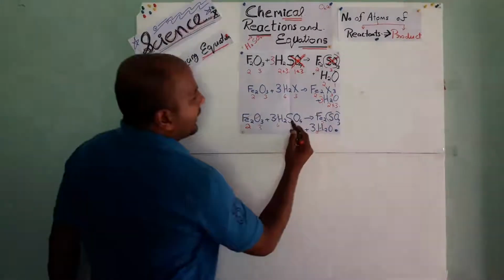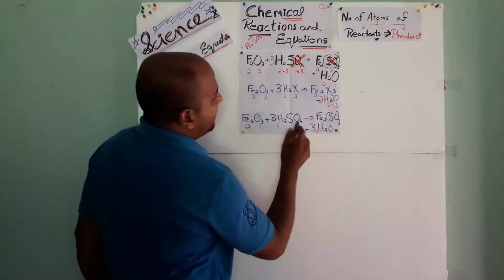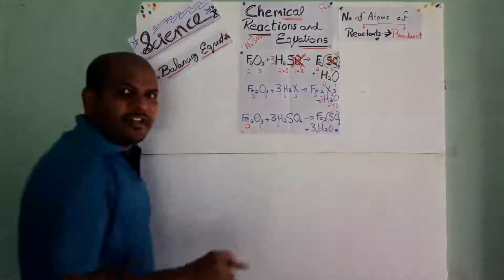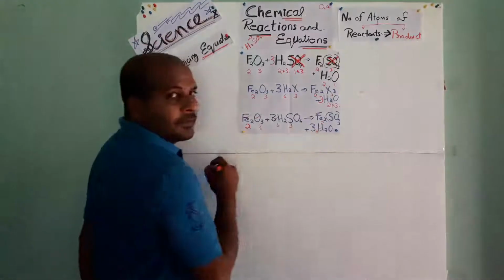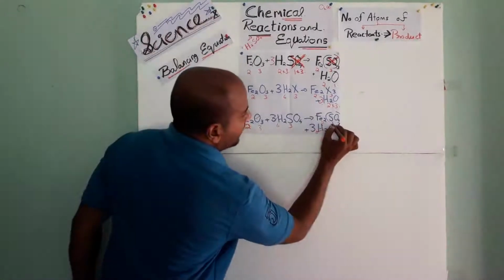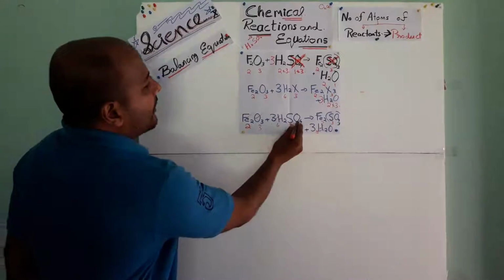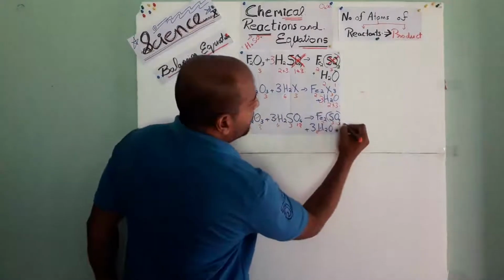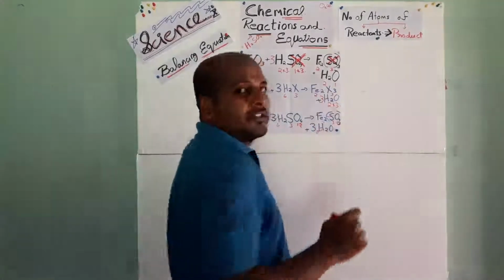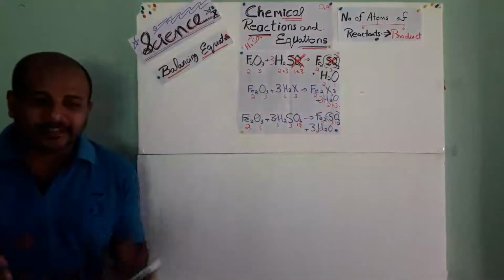Next, SO4. Here 3 times, or just one by one we can see. Sulfur how many? 3. Here sulfur how many? Twice 3. Here oxygen how many? 4 threes are 12. Here how many? 4 threes are 12. It is balanced. The entire chemical equation is balanced.